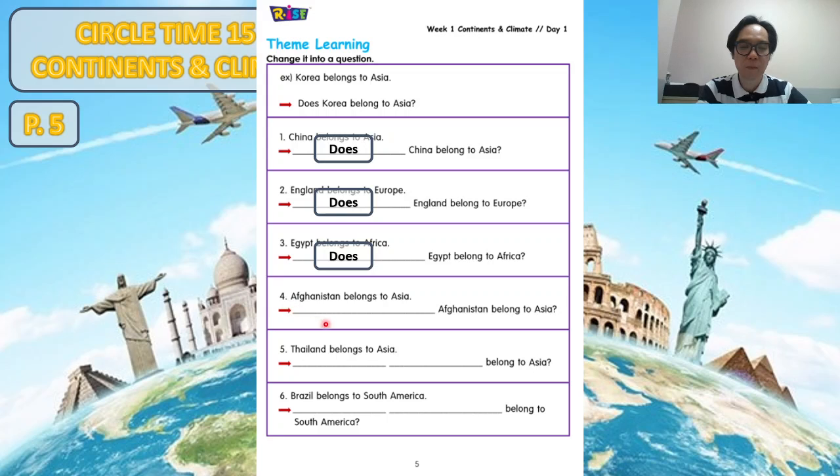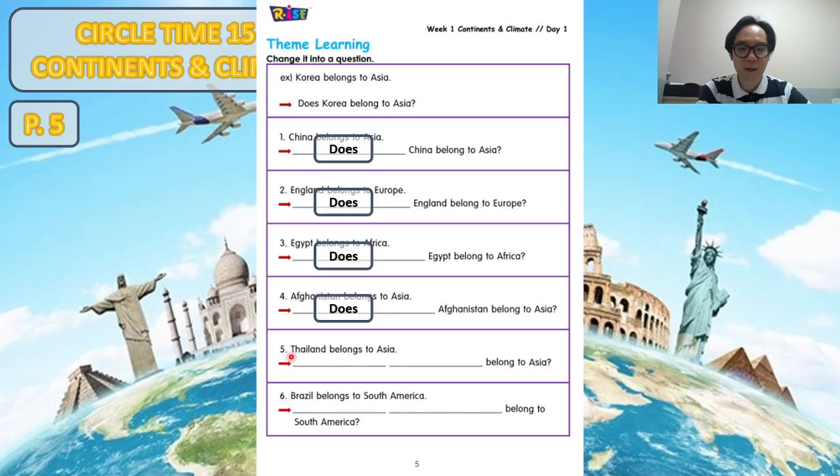So, here we go. Blank Afghanistan belong to Asia. Now, just because this is such a big word, does our question change? Nope, it doesn't. It still does. Does Afghanistan belong to Asia? Yes, Afghanistan belongs to Asia.